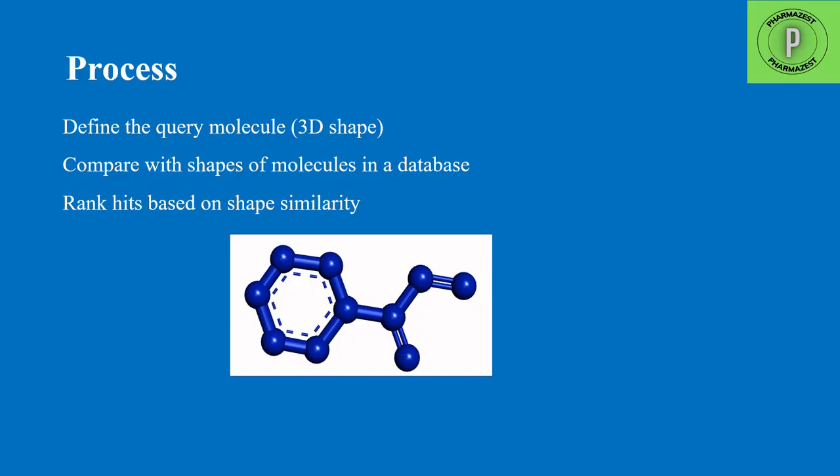So we search the compound database by taking the shape of this molecule, and we select all the molecules which have the same shape as this isoniazid structure. We match this structure to the compounds already present in the database, those having similar structures are taken, and then they are given a ranking. Whichever molecule has the same shape and same alignment will be ranked higher.